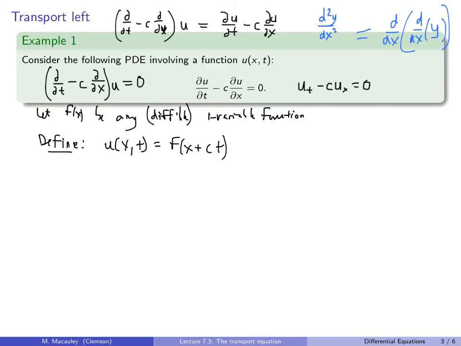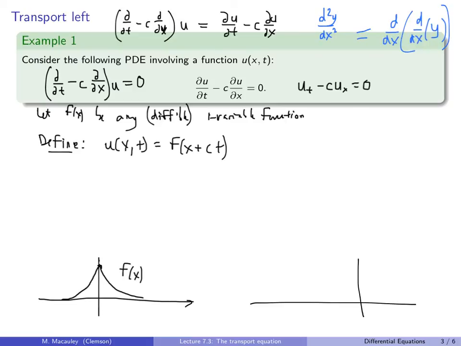Let's take a moment to think about what that is. One way to plot that down here is, let's suppose f is this function. Well, I guess I said it would be differentiable. Let's take a little bit of sandpaper and smooth this off so it's a nice smooth function. And then, so this is a function of x. So f of x plus ct, what does that look like?